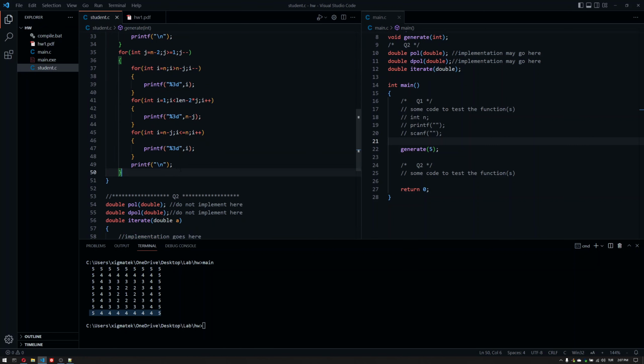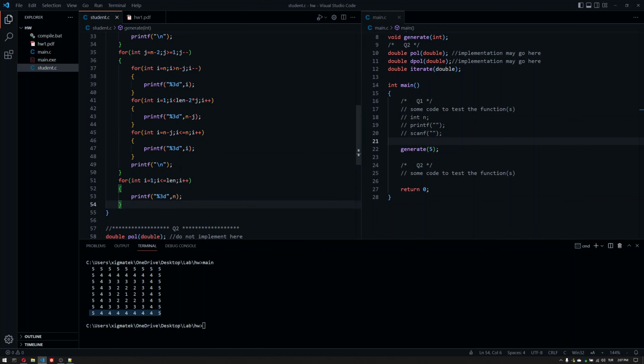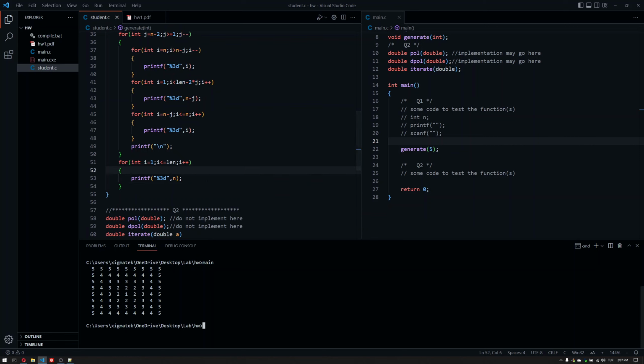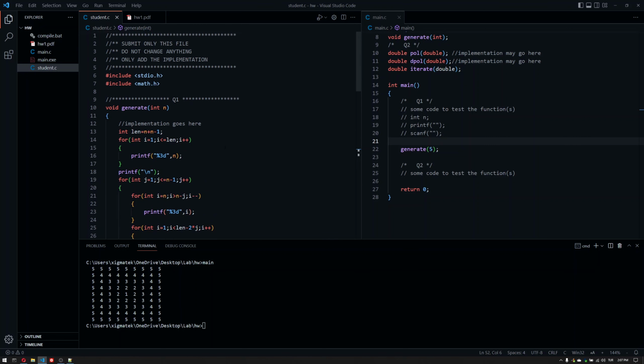So let's come down to this. And I guess we don't change anything because it's just printing the same number over and over again. So let's compile it. Let's run it. So a box of 5, a box of 4, box of 3, box of 2, and then a 1. So this seems to be the code.